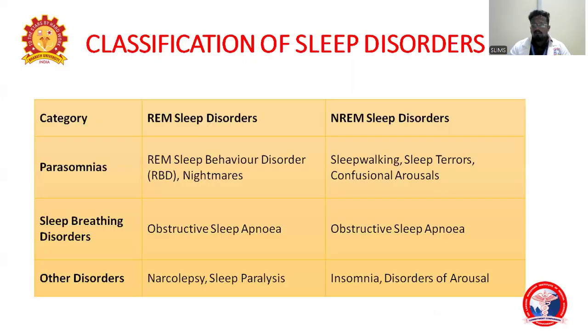So, classification of sleep disorders. Sleep disorders are classified into various categories. One is parasomnias. In REM sleep disorders, REM sleep behavior disorder and nightmares usually occur. In NREM sleep disorders, sleepwalking, sleep terrors, and confusional arousals are seen. In the category of sleep breathing disorders, obstructive sleep apnea is seen in NREM sleep disorders. Other disorders, narcolepsy and sleep paralysis, are usually seen in REM sleep disorders. In NREM sleep disorders, insomnia and disorders of arousal are usually seen.